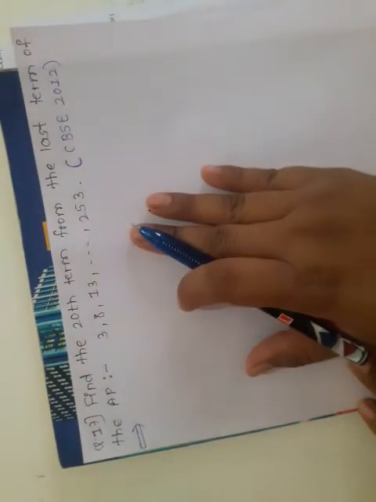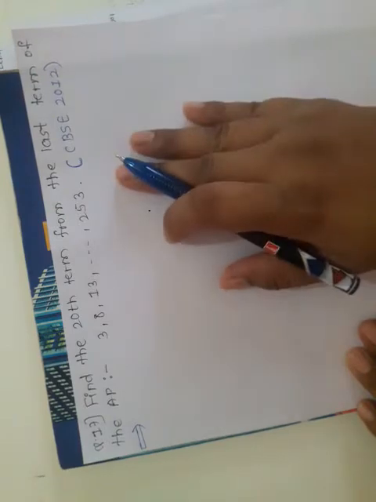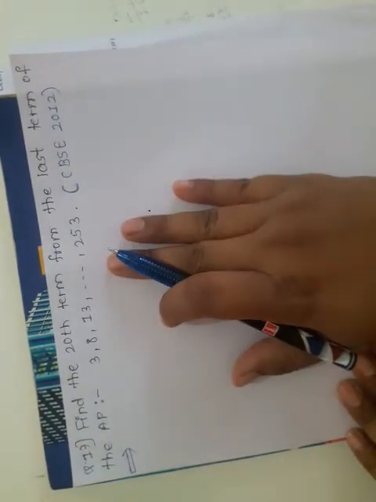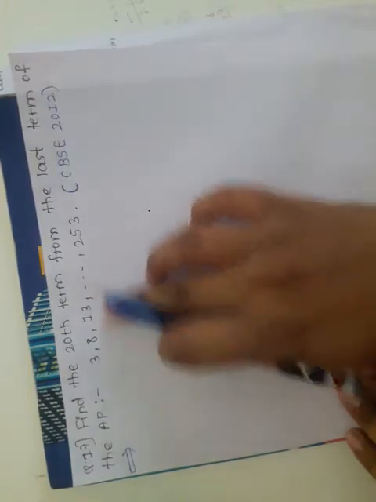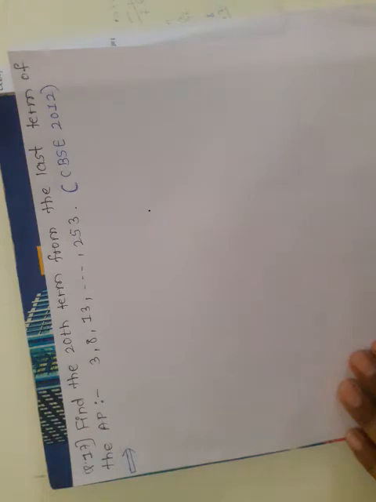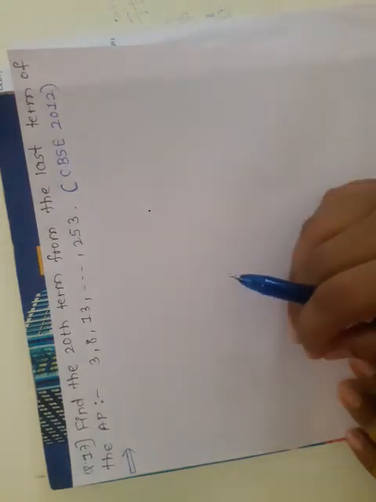If such a type of question is asked in the exam, then you must write the given AP. We have to find out the 20th term from the last, so make it from the beginning. How can we make it from the beginning? Write the given AP in reverse order. Our first term is 253.